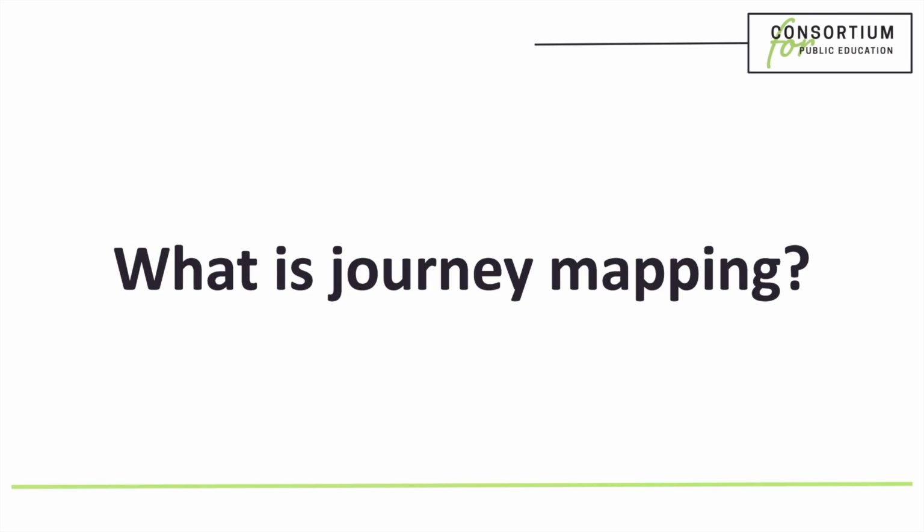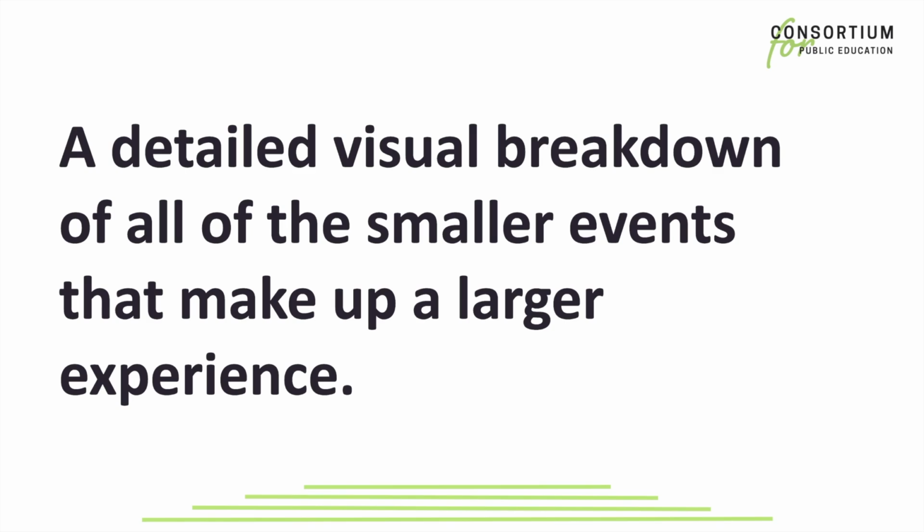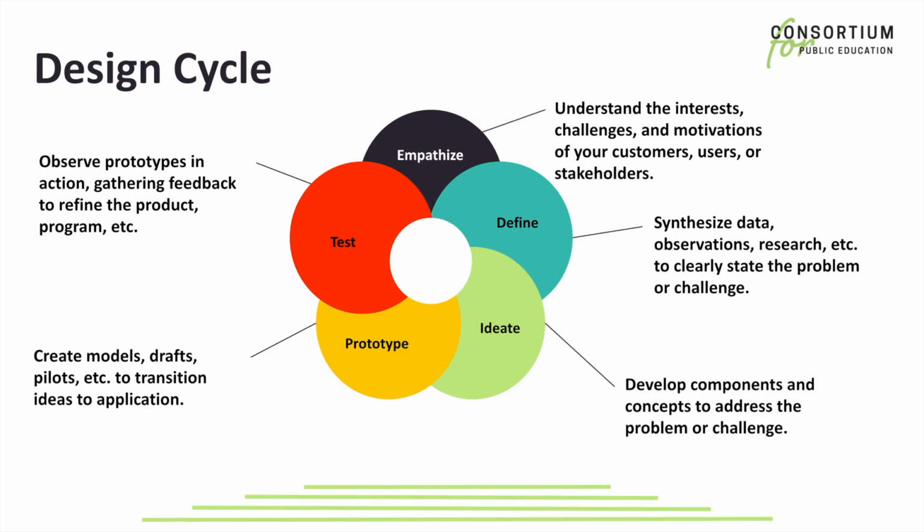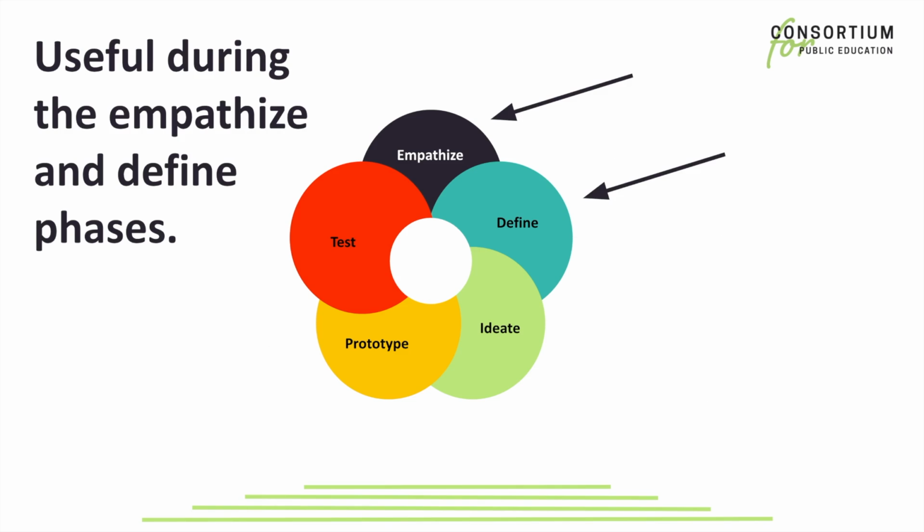What is journey mapping? A journey map is a detailed visual breakdown of all of the smaller events that make up a larger experience. As always, this is a method that fits within the design cycle, and journey mapping in particular is helpful during the empathize and define phases of design. This method helps to understand someone else's experience, and it also can help define a problem.